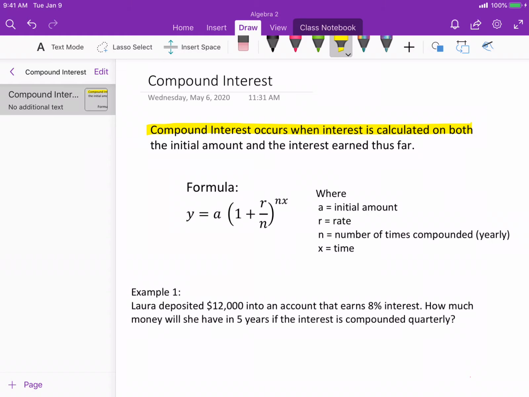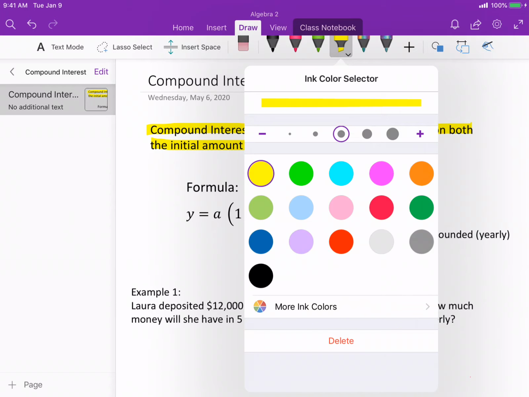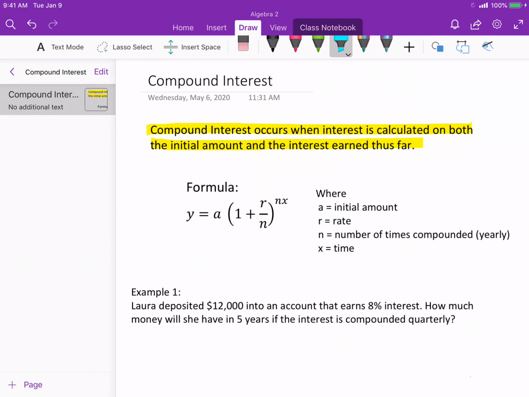Compound interest occurs when interest is calculated on both the initial amount and the interest earned thus far. So when we talk about interest, that is usually a percentage which can be compounded annually, right, yearly, depending on whatever factors the word problem is giving you. So let's jump right into the formula. Let me change the color. So the formula for compound interest, whenever you're working with a compound interest exponential equation, is this below.